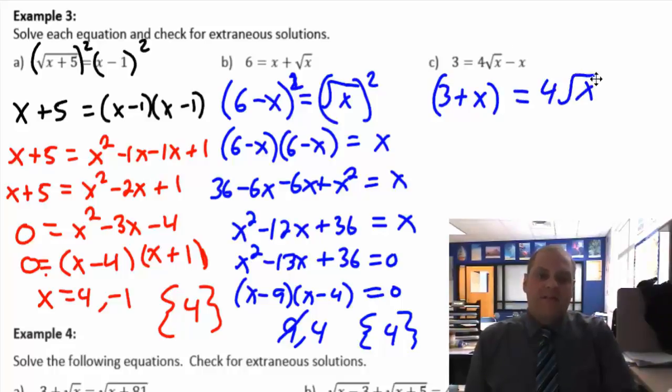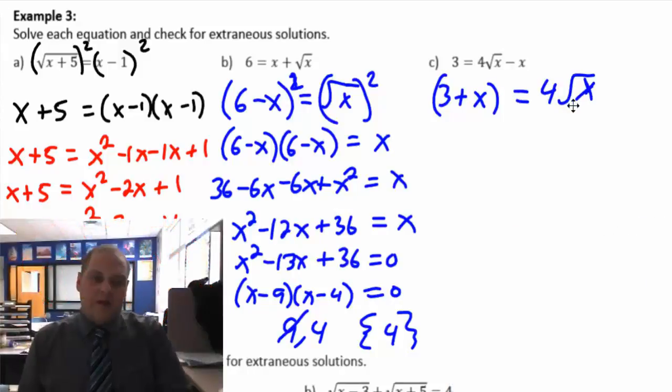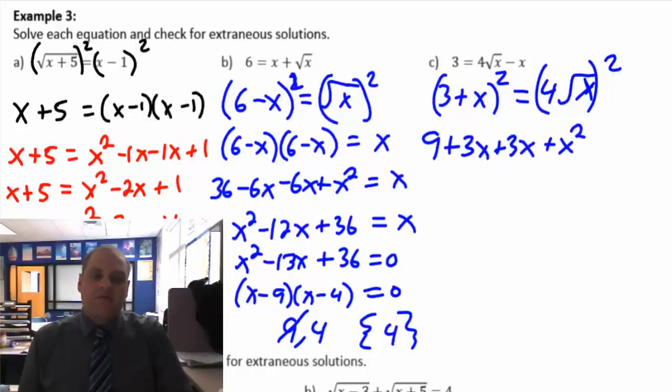Getting the radical by itself. You can leave the 4 along with the radical. That's okay. Square. Got to square both sides. 9 plus 3x plus 3x plus x squared, when you square that out, equals 16x. Careful there. 4 squared is 16. Radical x squared is just x.